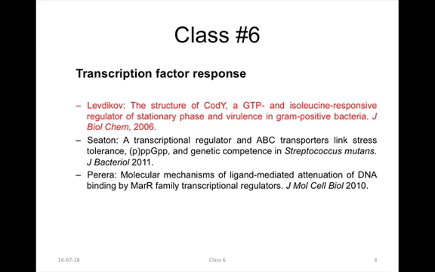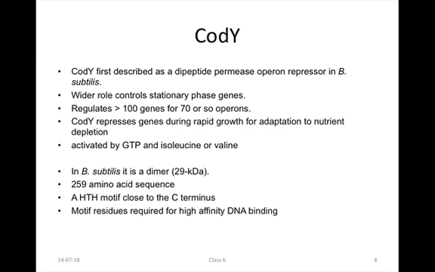So first paper, Levdikov. Levdikov shows the structure of the COD-Y protein. So what is COD-Y? COD-Y is a dipeptide permease repressor. It controls stationary genes, and there are about 100 of those that it controls. Interestingly, it represses genes that are required for adaptation to nutrient depletion. So when things are starving, it depends on COD-Y.